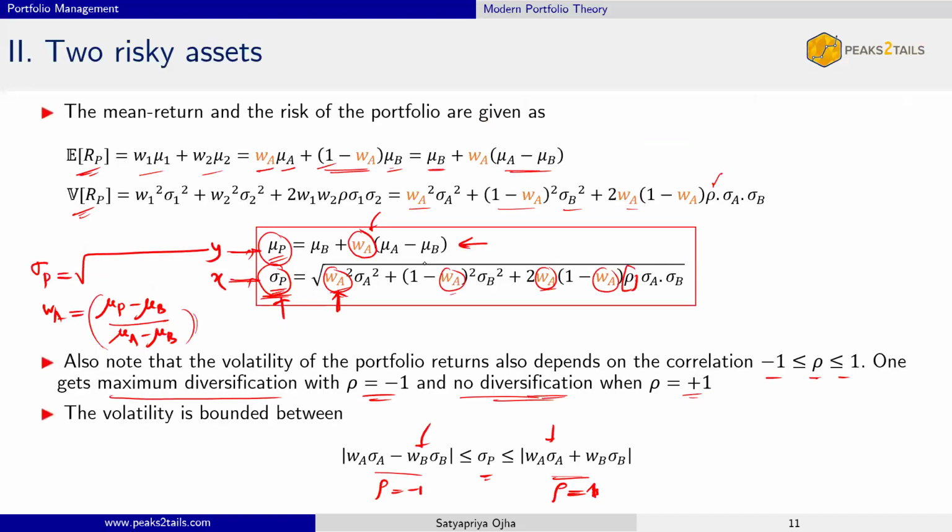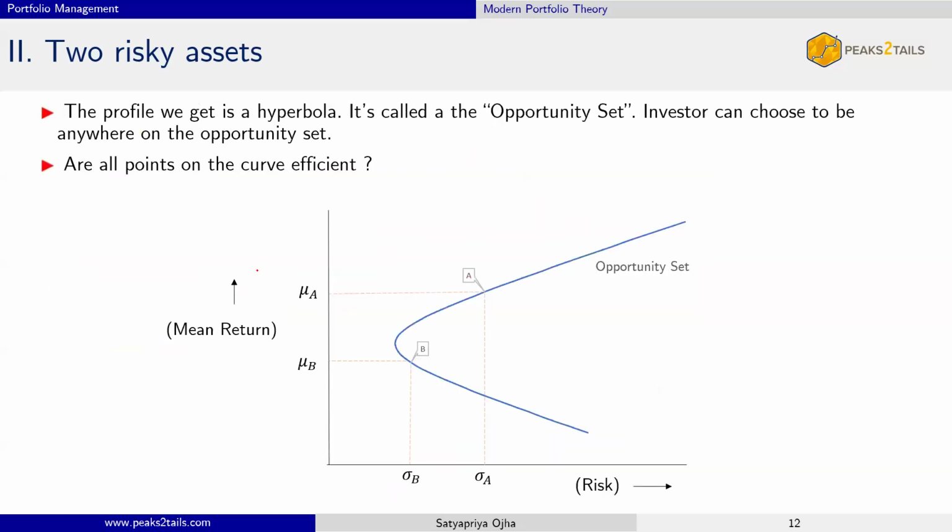Now, coming back to our problem, what kind of portfolios can you create out of it? Do they all lie on a straight line or something else? It will not be a straight line. As you can clearly see, it is a highly nonlinear relationship. So let's do it in Excel. But before that, let's talk about a few things and then I'll show you the calculations in Excel. It's easy, nothing difficult. The profile that you get is a hyperbola.